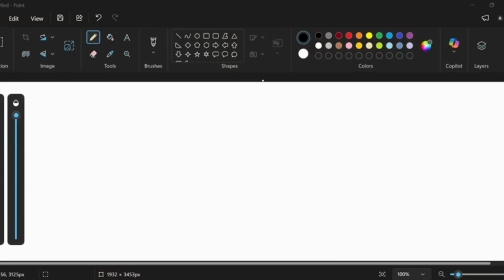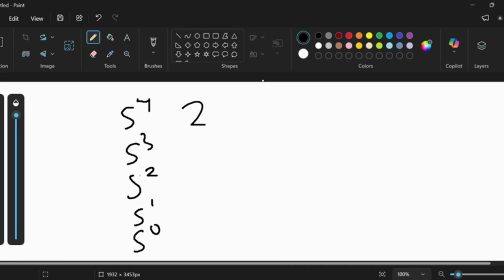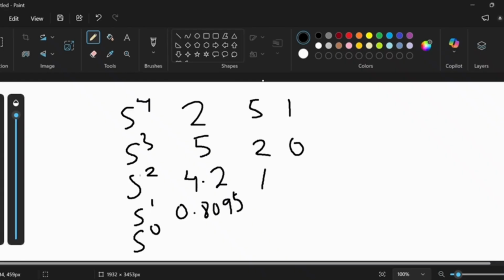So to rewrite our array, we have s to the power of 4, s cubed, s squared, s to the power 1, s to the power 0. So 2, 5, 1, 5, 2, 0. b1 was 4.2, b2 was 1, c1 was 0.8095, c2 was 0, then d1 was 1. So this is how we find our Routh-Hurwitz array.